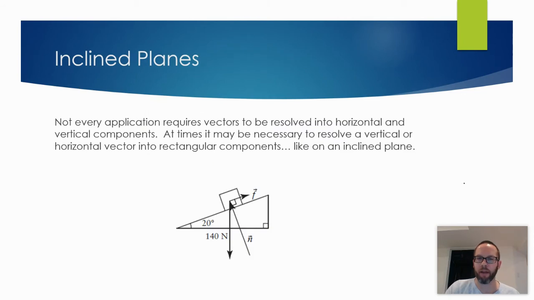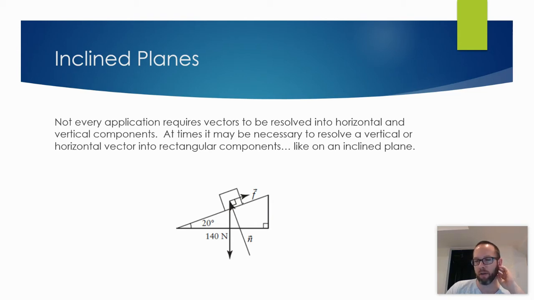All right, the last example we're going to talk about is a question where we're not going to be interested in resolving a vector into horizontal and vertical components, or north, south, east, west. In this case, we're going to take a vector that's already vertical and actually resolve that into orthogonal components. So like an inclined plane here. So this is the problem we're going to do in a second.